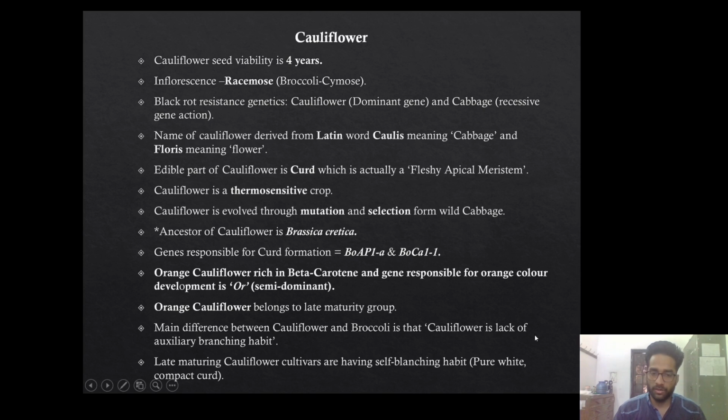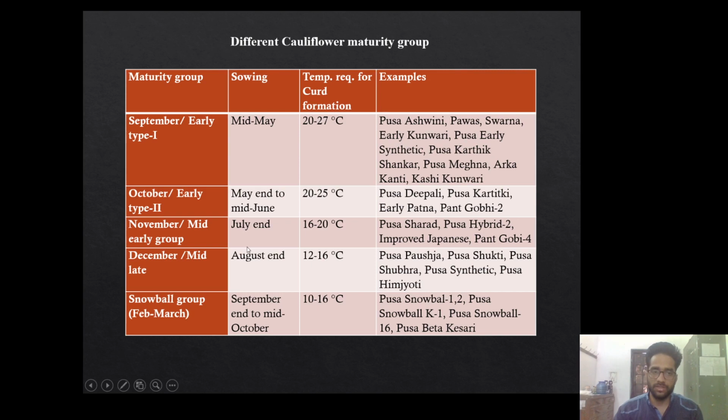Late maturity cultivars have a self-branching habit, meaning the curds of late maturity cauliflower are very white and tight. Okay. Now, the different maturity groups in cauliflower. These groups are made based on the temperature required for curd formation, or curd maturity time. For September or early maturity type 1 cauliflower, the temperature required for curding is 20 to 27 degrees Celsius.